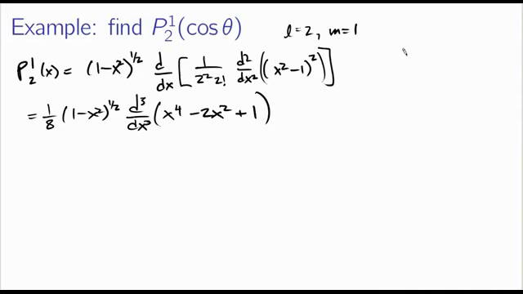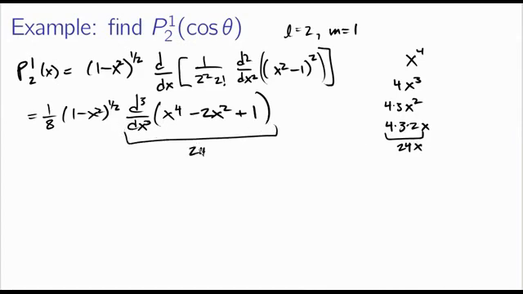So, third derivative of x to the 4th. X to the 4th is what I start with, 4x cubed after one derivative, 4 times 3, x squared after two derivatives, and 4 times 3 times 2, x after three derivatives. If I take three derivatives of x squared, I end up with 0, and if I take three derivatives of a constant, I of course end up with 0 as well. 4 times 3 times 2, that's 24. So 24x is what I get here. So I'm left with 1/8, 1 minus x squared to the 1/2 times 24x. 24 divided by 8 is 3.